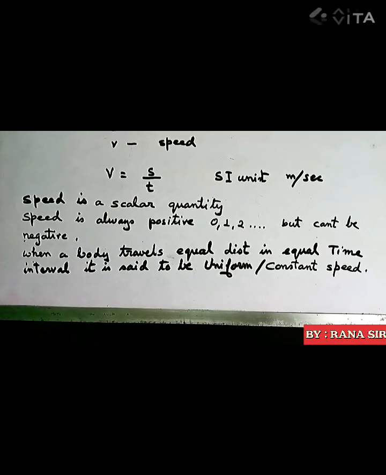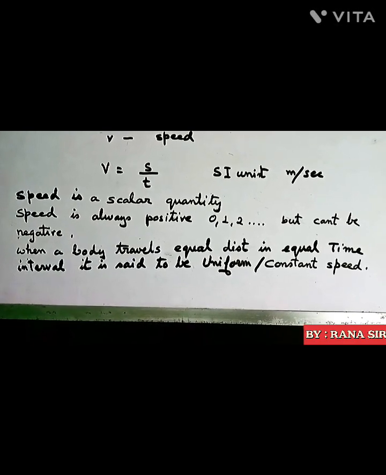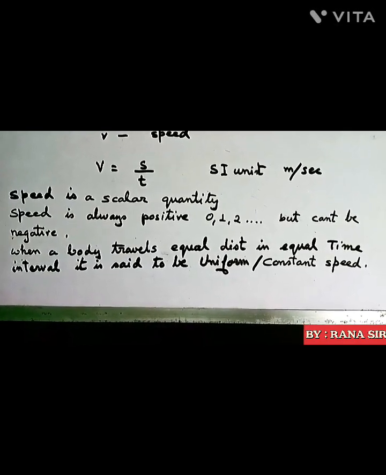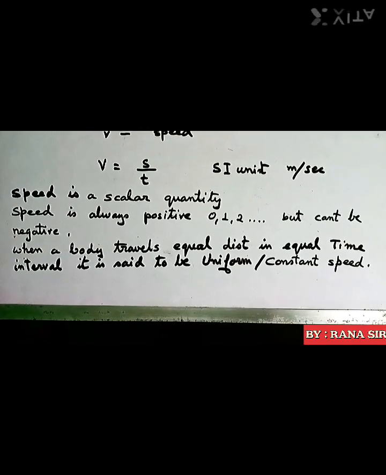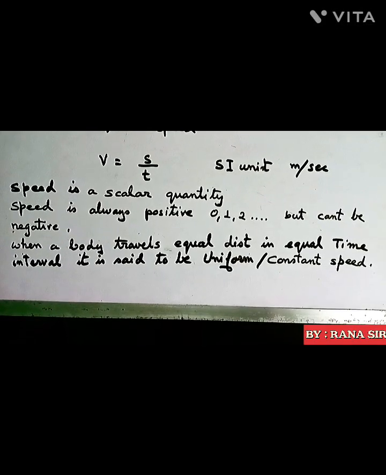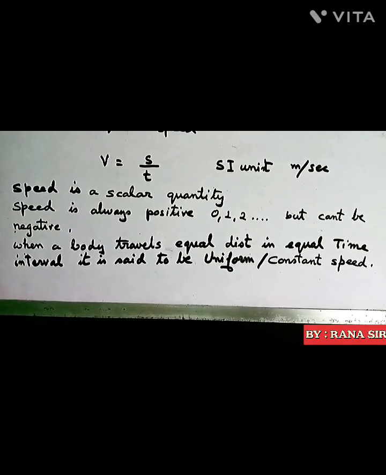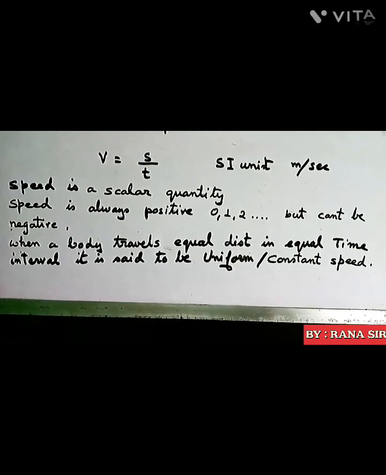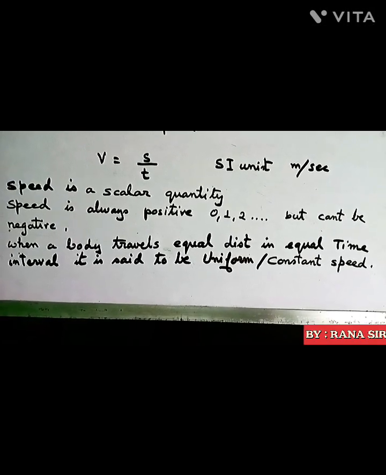Likewise, in the previous section, I have already explained uniform motion. So the graph is a straight line, and that is called constant speed or uniform speed.